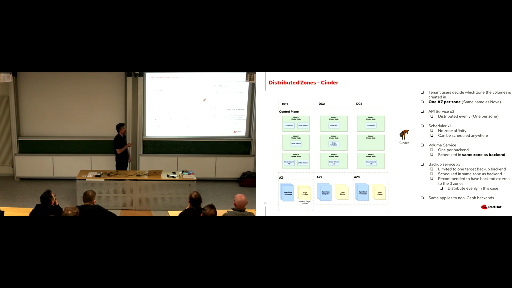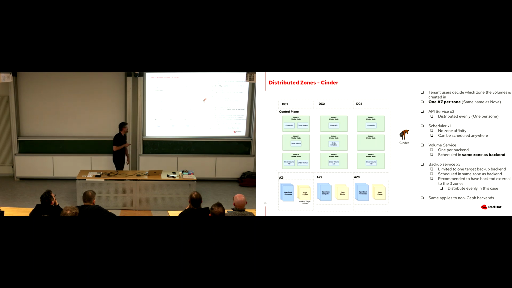Scheduler, we have one, and there is no zone affinity. Why one? We can discuss that at the end of the session if you want. But that one is not bound to a zone. Volume service, on the contrary, is one per backend. So we have one Cinder volume service running per backend, and that service needs to be scheduled in the same zone as the storage. So for example, here we have Cinder volume AZ1 that will be configured for the Ceph cluster sitting here, and it can only be scheduled in that zone. You don't want some weird cross-zone traffic.